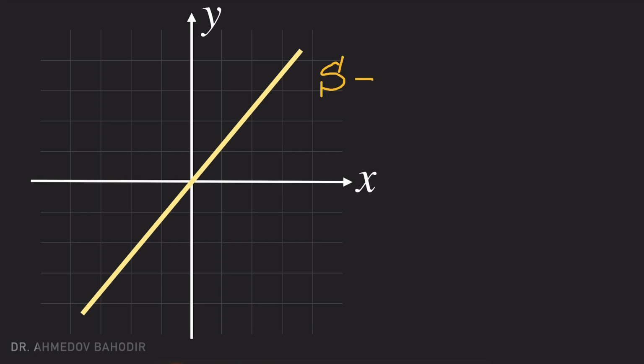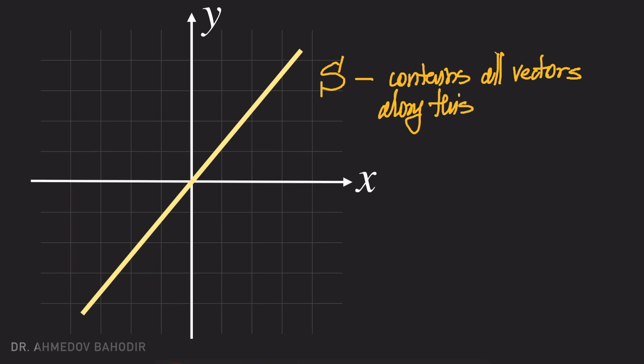The subspace S contains all vectors along this line. Obviously, this subspace is some piece of R2. I've got this space R2 with all of the vectors, and I'm just restricting to some of them, choosing only the vectors which are along this line. And I would like to understand whether this subspace is a vector subspace or not.